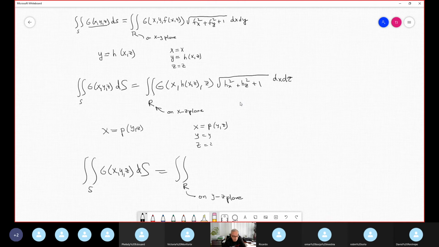Also the integrand function is g of p of y comma z, y, z, multiplied by the square root of the partial derivative of p with respect to y, sorry, squared, plus the partial derivative with respect to z squared, plus 1, dy dz.